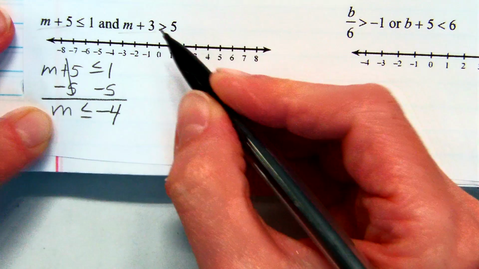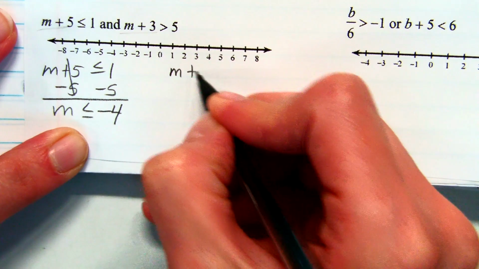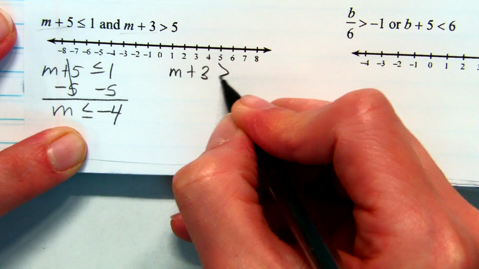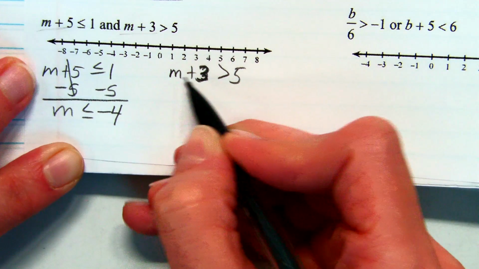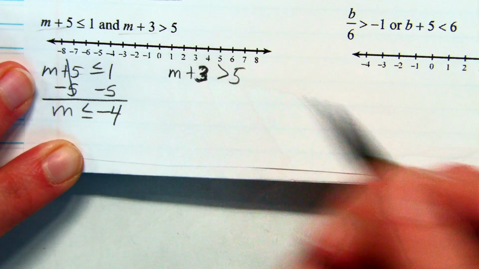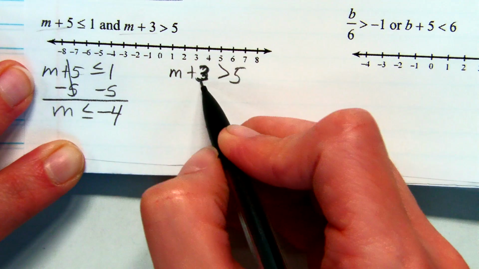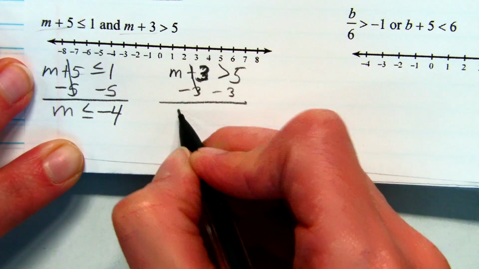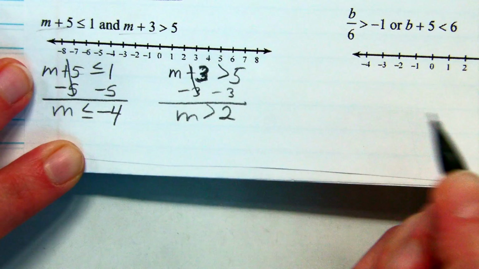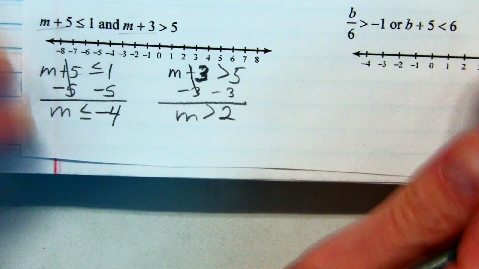Okay? Then over here, I have to solve the other one, which looks completely different. It has an m plus 3. And that's why they couldn't put them together. It's because they had a different expression over here where the variable is. How do I solve m plus 3? So subtract 3. Good. So we're going to get m is greater than 2. And we're going to figure out where that goes.